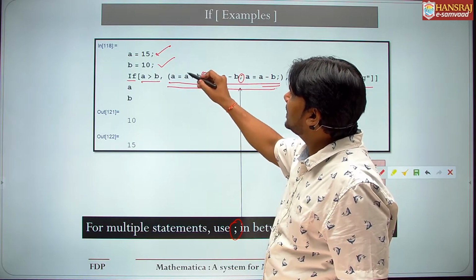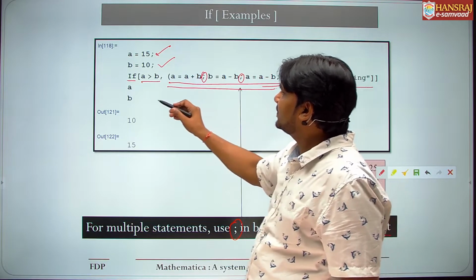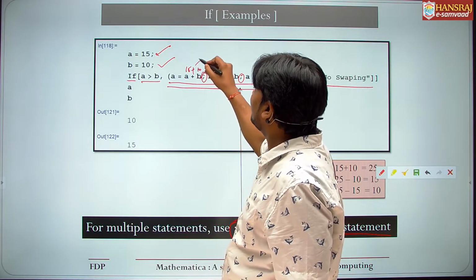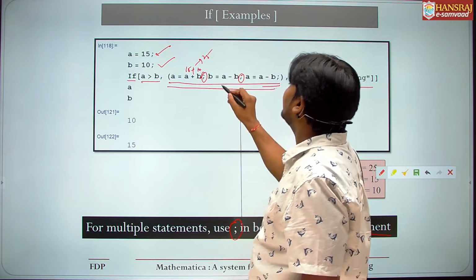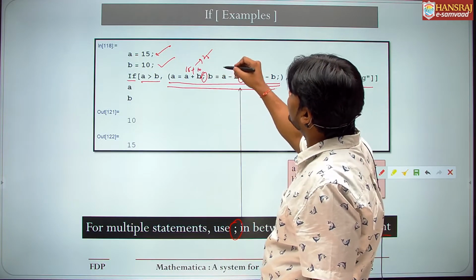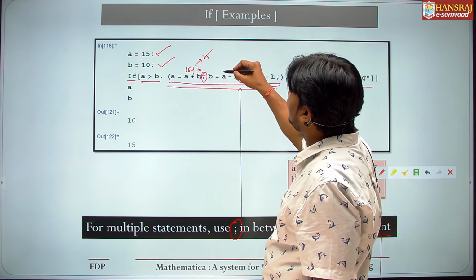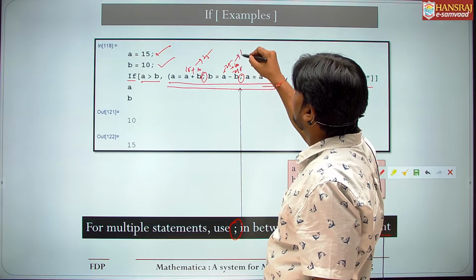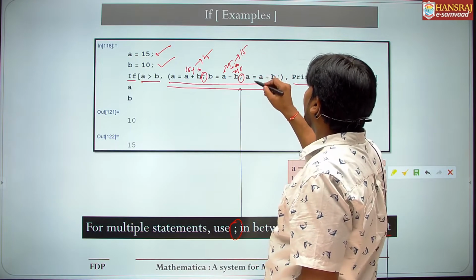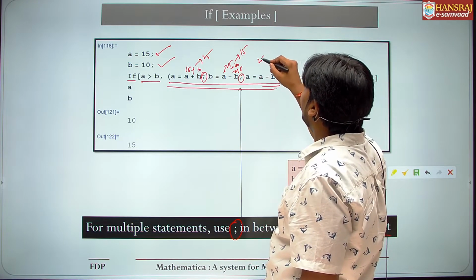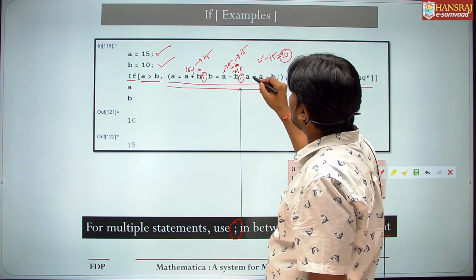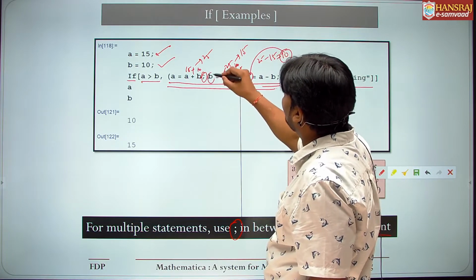So the first one is a equal to a plus b, so that means a value is 15 plus b is 10, the total value a is now 25. b equal to a minus b, the a value is updated, because this statement has 25 minus 10, so that is 15, the b value is 15. Then a equal to a minus b, a is 25 minus b is 15, that is 10. So now the last statement, a is 10 and b is 15.